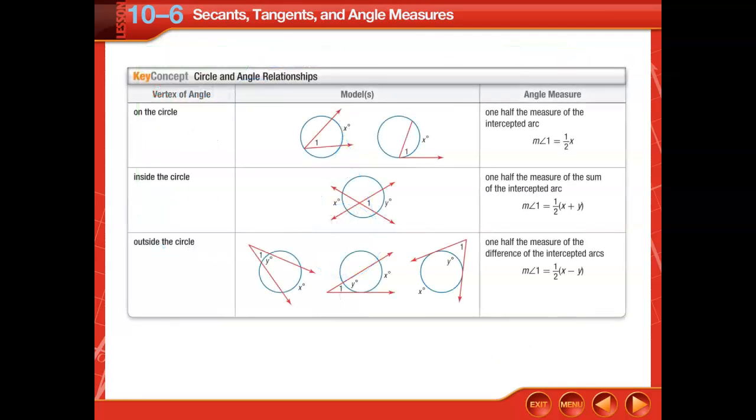Right, so just to generalize, if your vertex is on the circle, we're going to take half of the arc. If it's inside the circle, we're going to add the two arcs that are formed with it, opposite of it you could think of, and take half of that. And if it's outside the circle, we're going to subtract them.